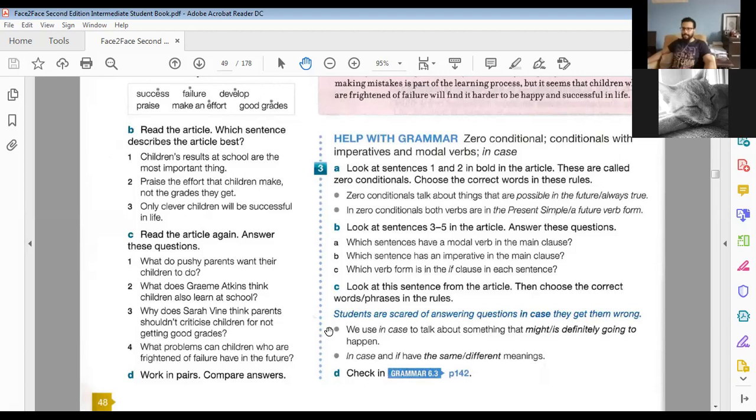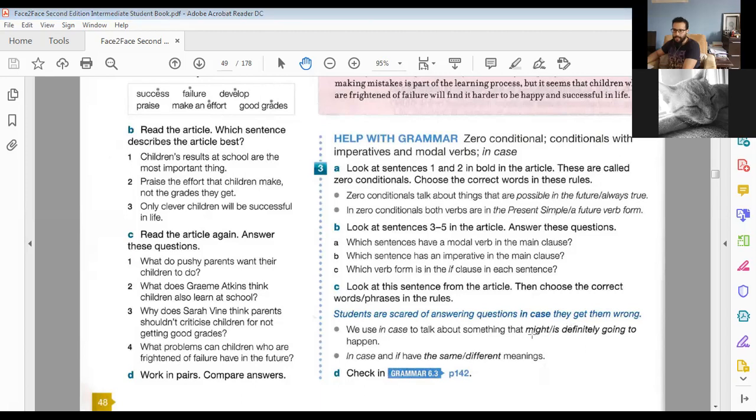We use in case to talk about something that might or is definitely going to happen. What do you think? How did we use in case in this example? Did we use it to talk about something that might happen, or did we use it to talk about something that is definitely going to happen? When we say in case they get them wrong. Might. Okay, I'm going to just write your answers now.